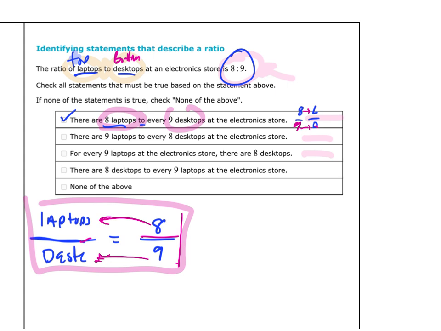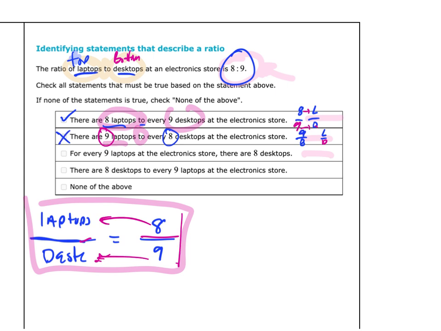They give you the 2, but they put laptops on top. Okay, so they have laptops over desktops, and they say there's 9 laptops. So that's going to be 9 over, and there's 8 desktops. 9 over 8 is not the same thing as 8 over 9. So this one would not work. It doesn't describe the same thing.